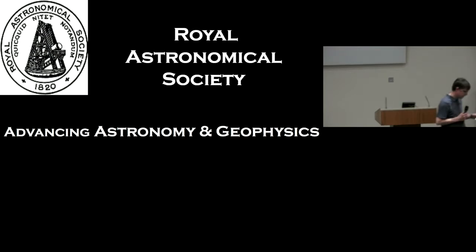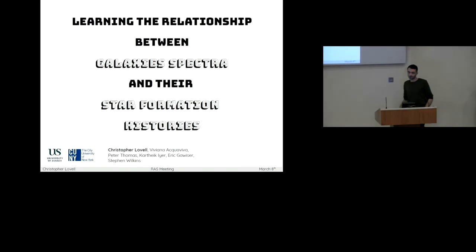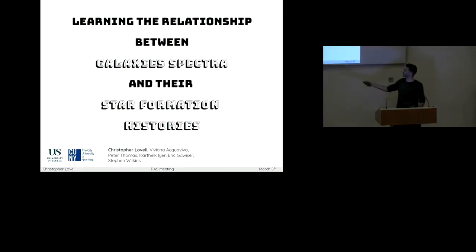Morning, this is Chris Lovell, learning the relationship between galaxy spectra and their star formation histories. I'm going to present a project I've been working on mostly with Viviana Acquaviva here at City University of New York. It's a slightly different approach to some of the talks you've heard today. It's actually a regression problem. Essentially, what we're trying to do is learn this relationship between the spectra of galaxies and their star formation histories, which is essentially when the stars in that galaxy were formed.